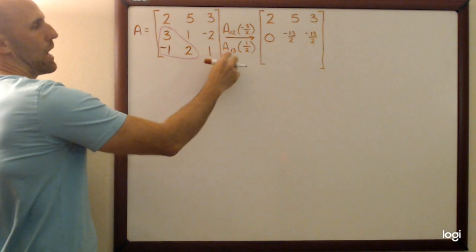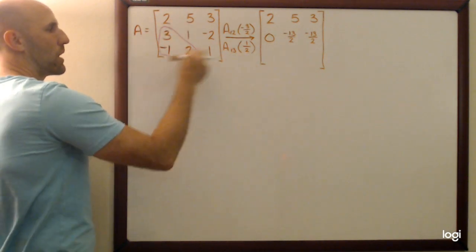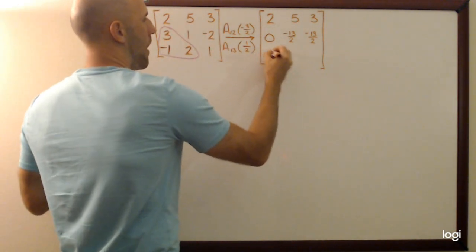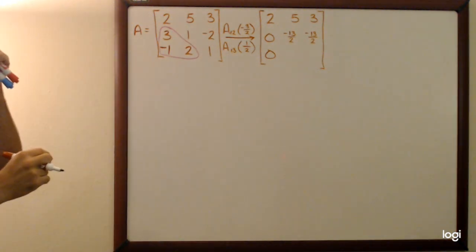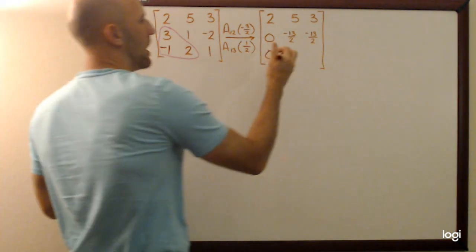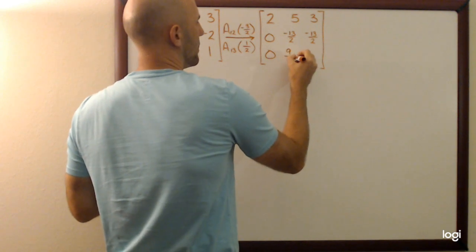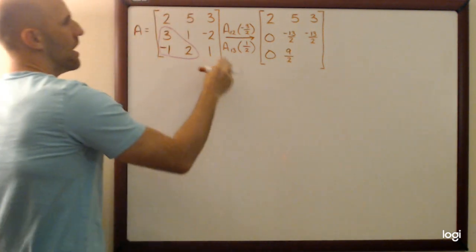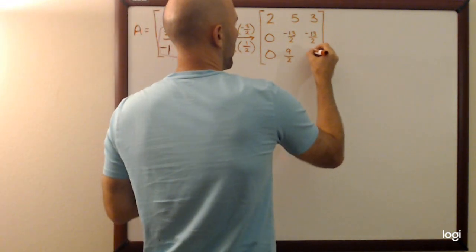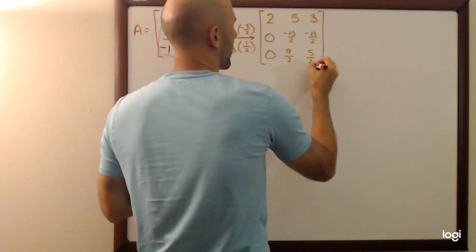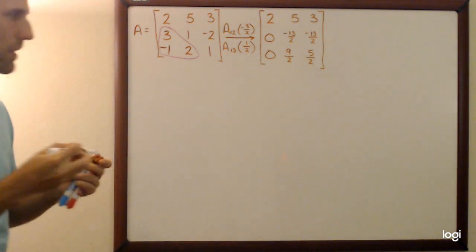Okay, bottom row. So A13, 1/2. That's 2 times 1/2 plus -1 is 0. 5 times 1/2 is 5/2, plus 2 is 9/2. Okay, 3 times 1/2 is 3/2, plus 1 gives me 5/2. Okay, now I'm almost done, right?